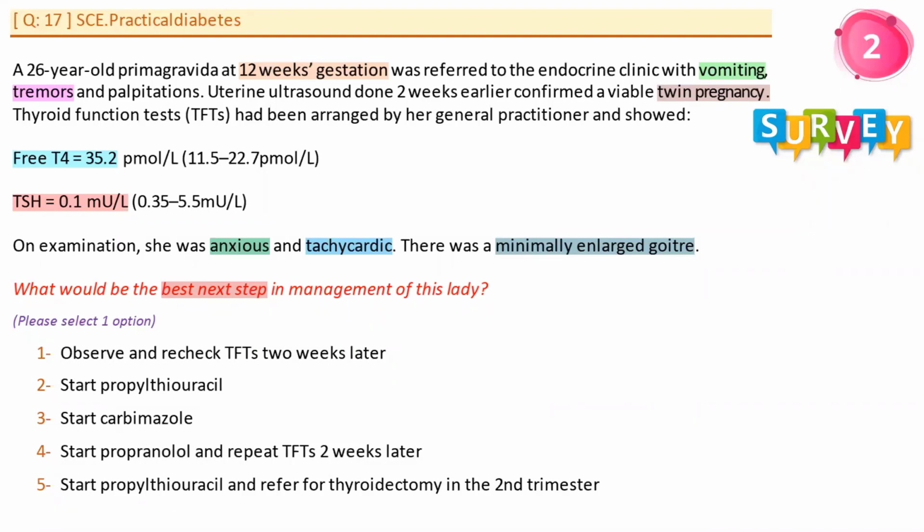Thyroid function test has been arranged by her general practitioner. Free T4 is elevated, it is 35, and the upper normal reference range is 22. Don't forget this. So free T4 is 1.5 times the upper normal. TSH is just 0.1, and they give a reference range for a non-pregnant female. Don't forget this. This is a non-pregnant reference range for TSH, not a trimester-specific reference range. On examination, she is anxious, tachycardic, with a minimally enlarged goiter. What would be the best next step in the management of this lady?